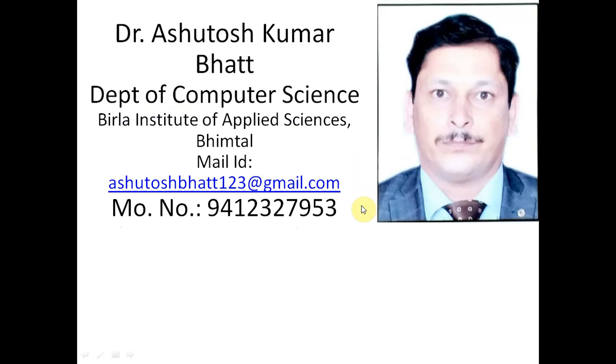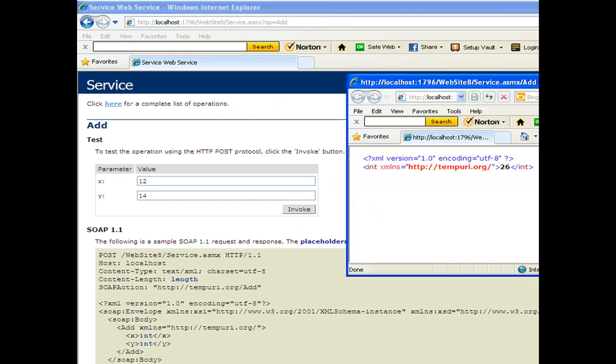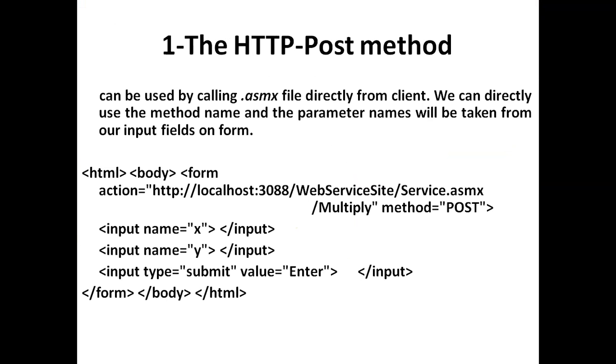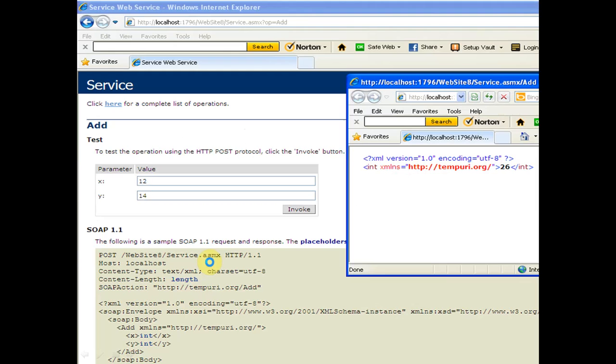So accordingly, the same type of GUI window we are creating with this program also. Here we have input name x, input name y. These are the two text boxes, one for x and the second for y.